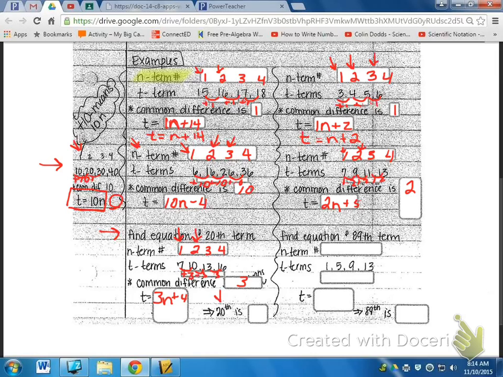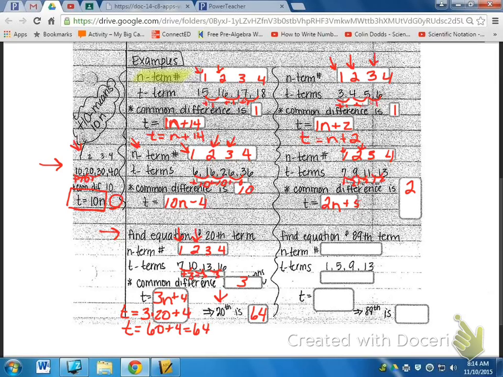Now, we have to find the 20th term. What do I plug 20 in for in that equation, Trayton? So t equals 3 times 20 plus 4. What's 60 plus 4? Our 20th term is 64. Now, isn't that a lot quicker than adding on 3 all those times? It'll even be better on this next one. Look, it wants us to find the 89th term. The 89th term. So let's do this.